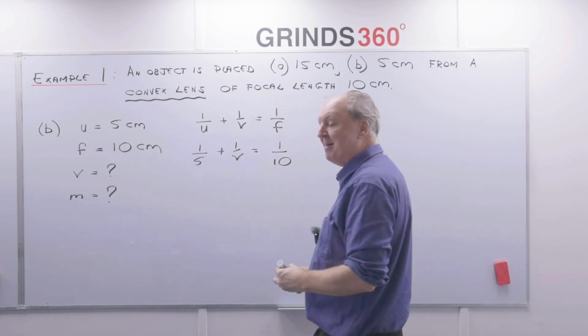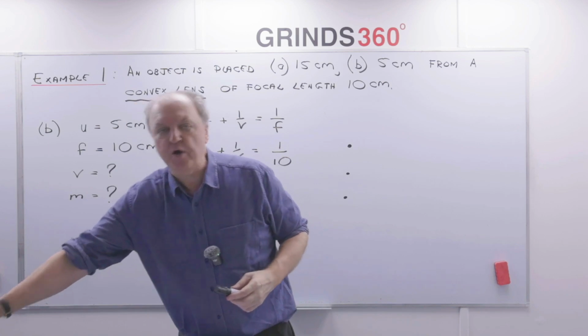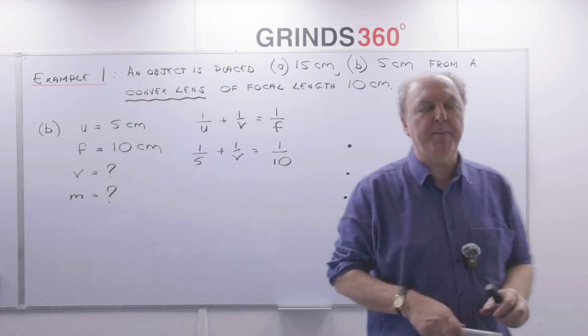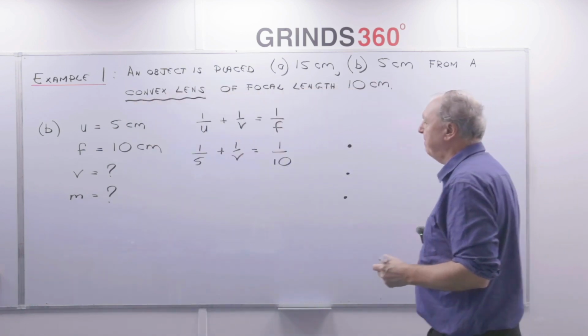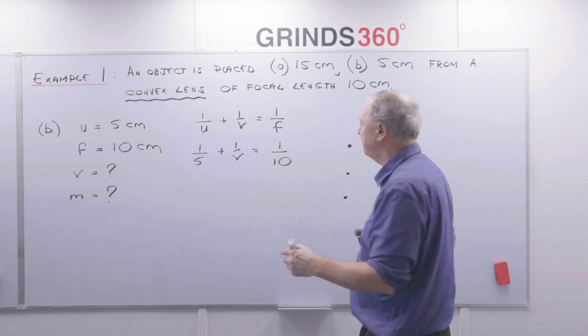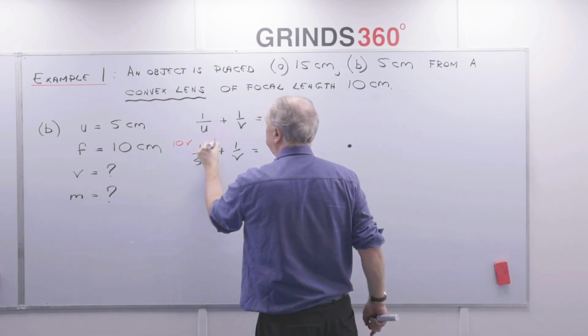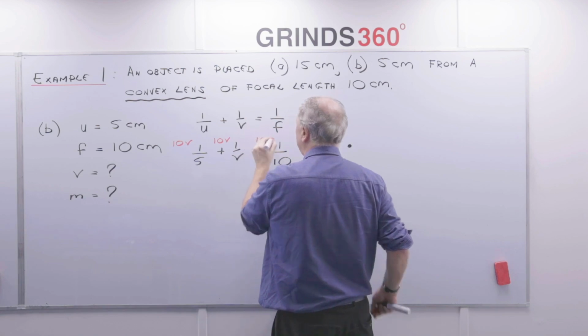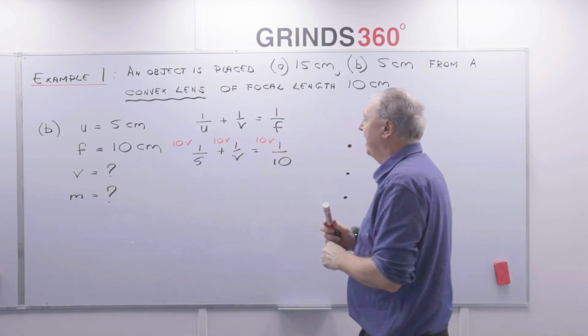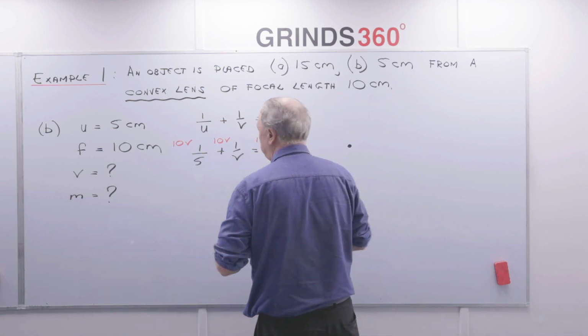Let me solve that manually. So I want to multiply right across, each term, by some number that will get rid of all the fractions. 10V. They all divide into 10V. The 10V looks good. 5 into 10V, 2V.